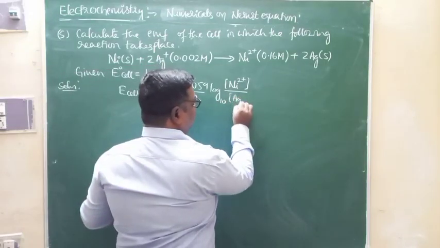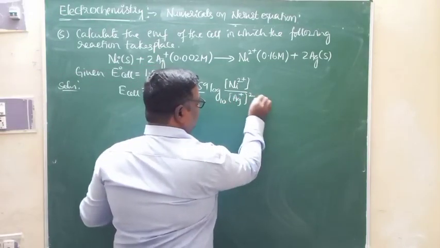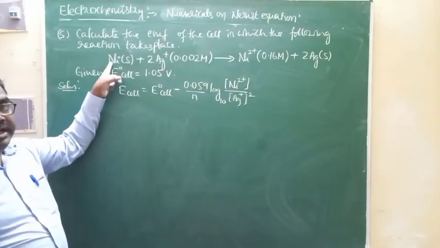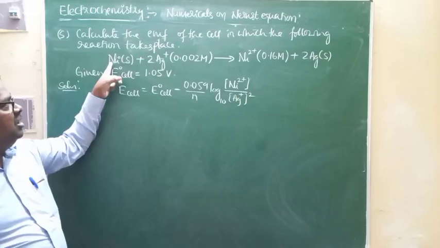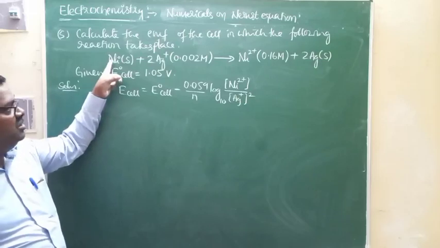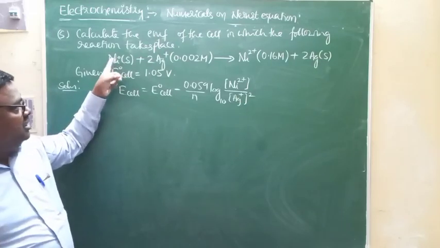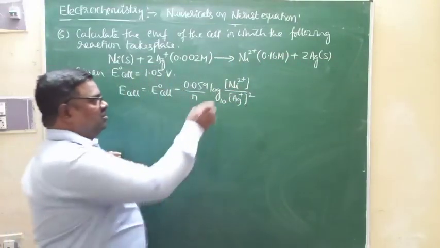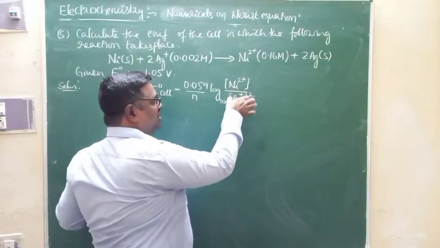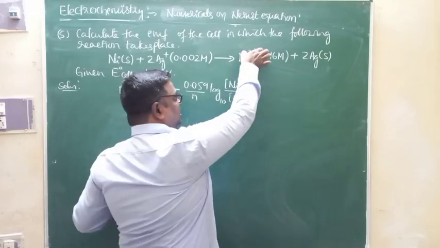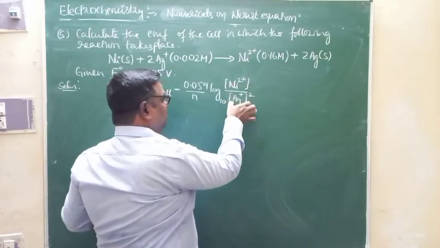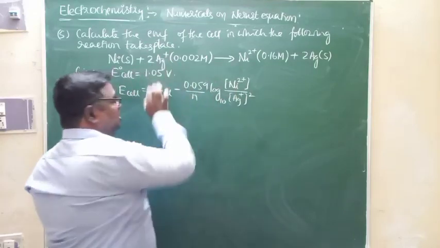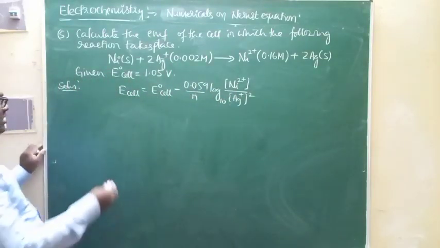Molar concentration of reactant Ag plus to the power 2, because the coefficient of Ag plus is 2. Nickel is also a reactant, but its molar concentration is taken as 1 because it's a solid. Solids in the equation, we have to take their molar concentration as 1. Molar concentration of product divided by molar concentration of reactant. Product is nickel ion, its concentration divided by reactant Ag plus concentration, power 2 because the coefficient of Ag plus is 2 here.